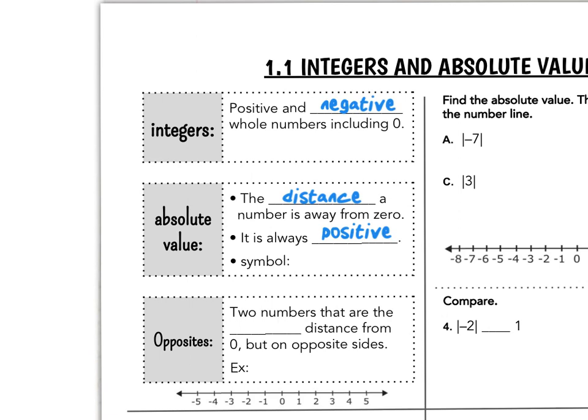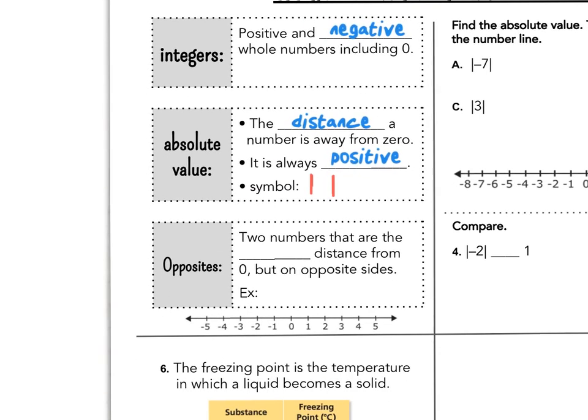And then the last bullet point is the symbol. Absolute value uses straight bars around a number to indicate that they want you to find the absolute value of that number. They're not parentheses. Parentheses are curved. Now for the third vocabulary word, we have opposites. Opposites are two numbers that are the same distance from 0 but on opposite sides.